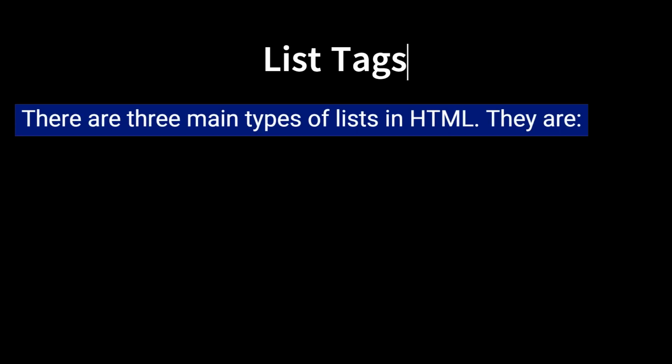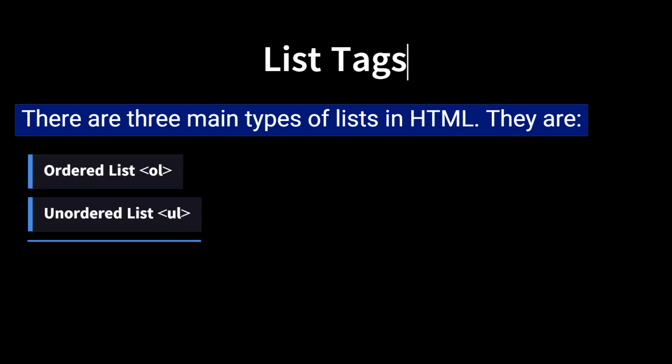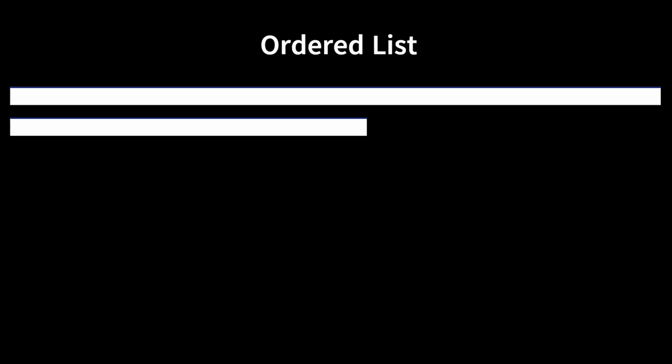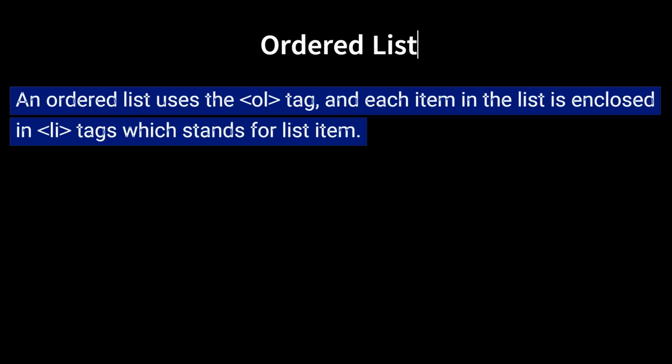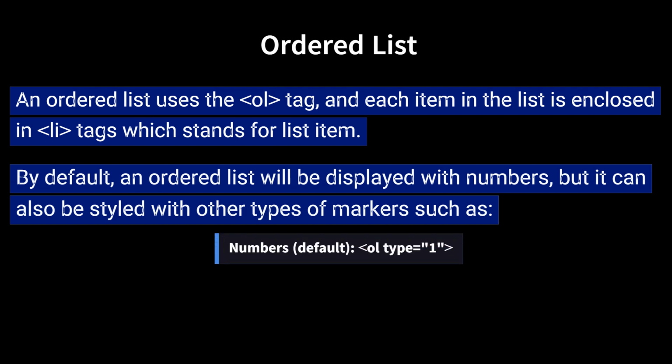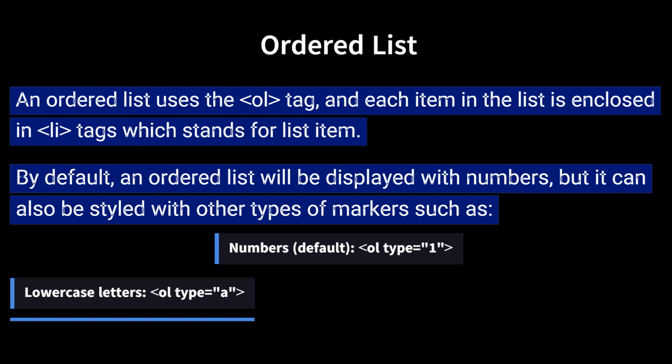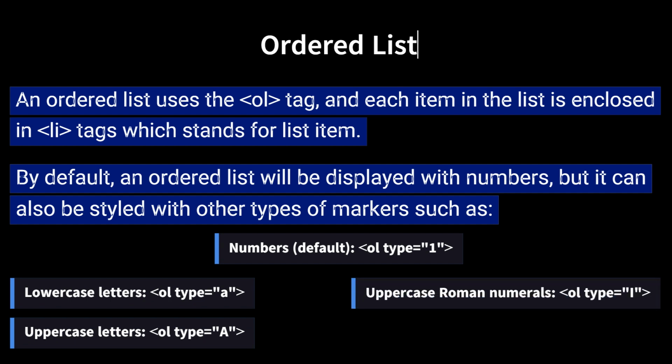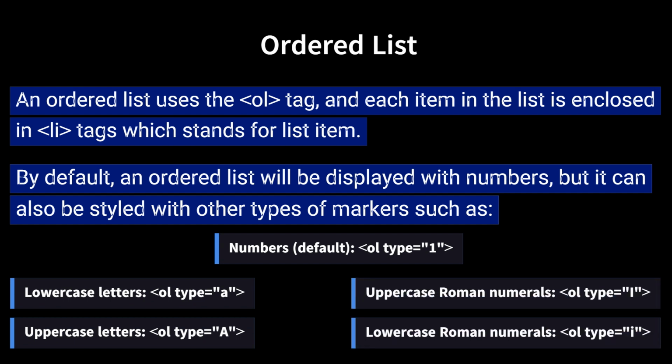Finally, let's look at list tags. There are 3 main types of lists in HTML. They are ordered list, unordered list, and description list. Let's start with the ordered list. An ordered list uses the OL tag, and each item in the list is enclosed in li tags, which stands for list item. By default, an ordered list will be displayed with numbers, but it can also be styled with other types of markers such as lowercase letters, uppercase Roman numerals, and lowercase Roman numerals.